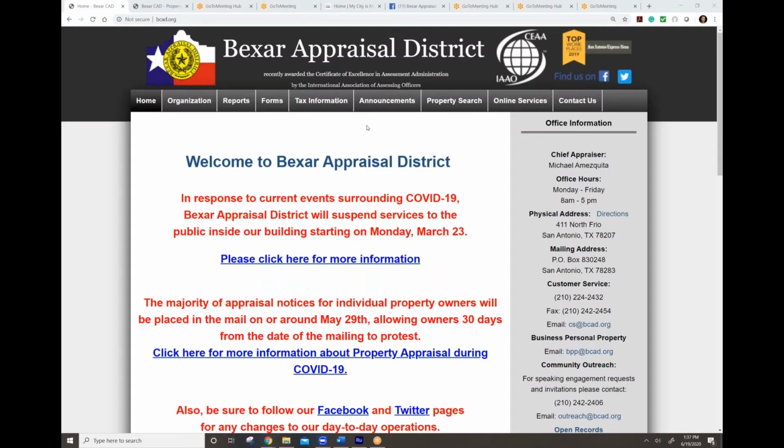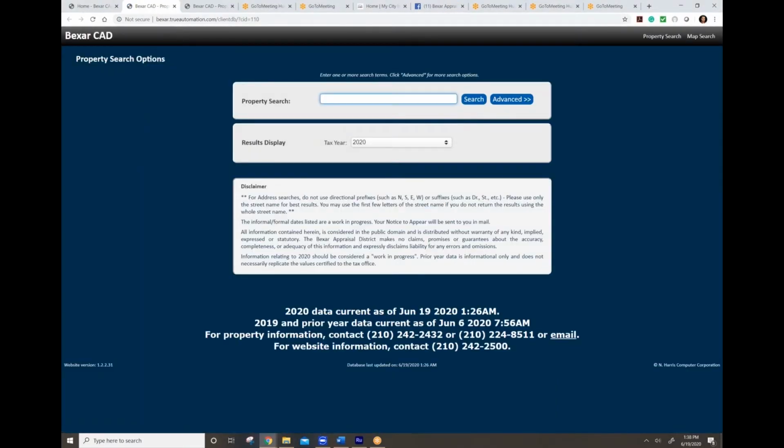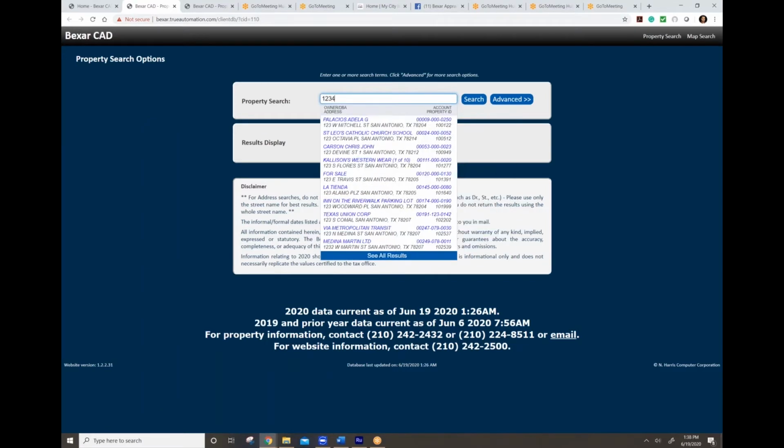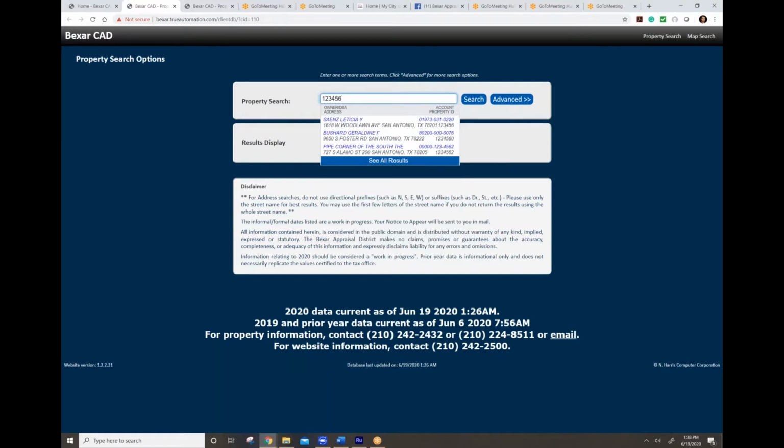All right, this is part 2 of our video series on bcad.org. This one's going to be focusing on property tax evaluations. So again, when you want to look up your property tax valuation, go to property search. Then you type in your address. And for this example, we're going to be using Bexar County's generic property.